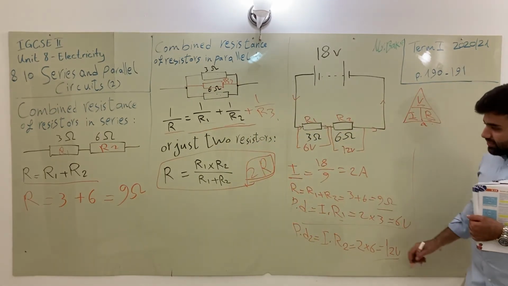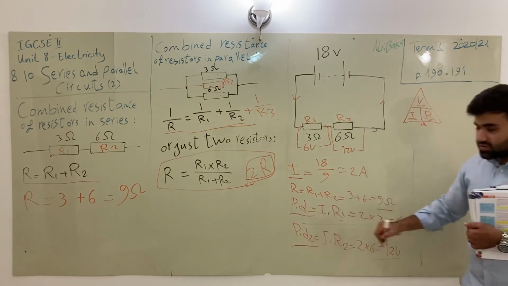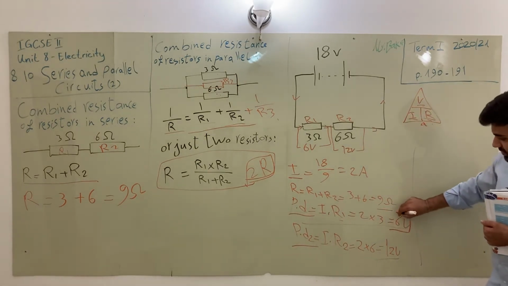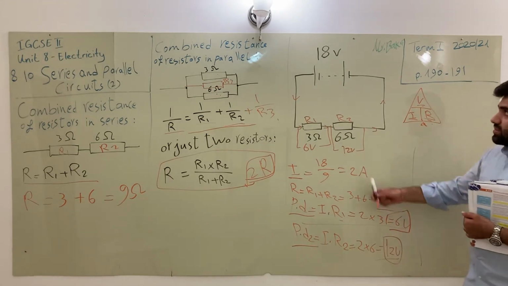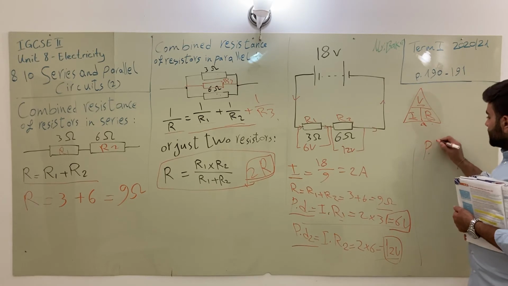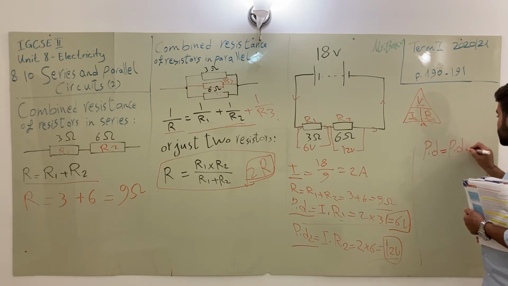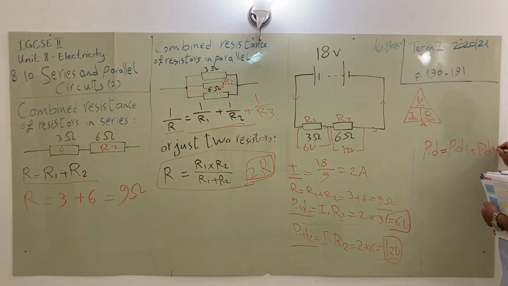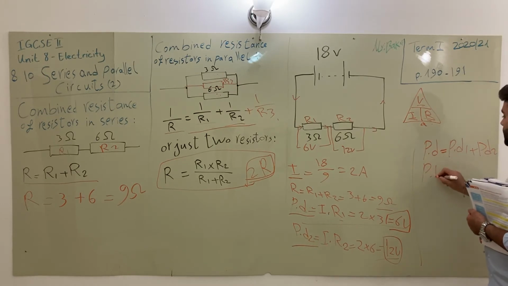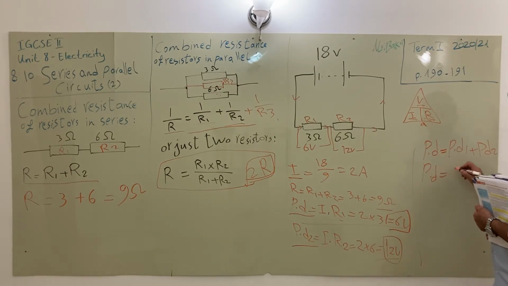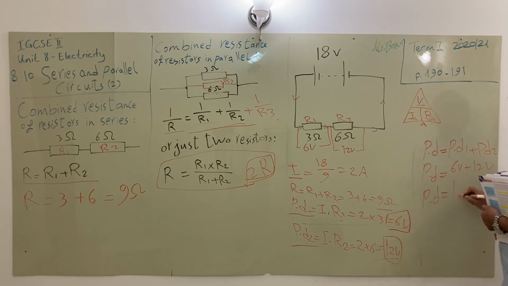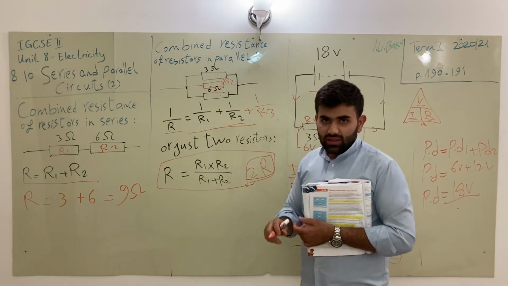So I add the first potential difference and the second potential difference. That means 6 volt and 12 volt, and they should equal the battery. So PD of the battery is what? PD1 plus PD2. PD, equal potential difference, is 6 volt plus 12 volt, and that's equal to 18 volt. That means what? It's the same thing.